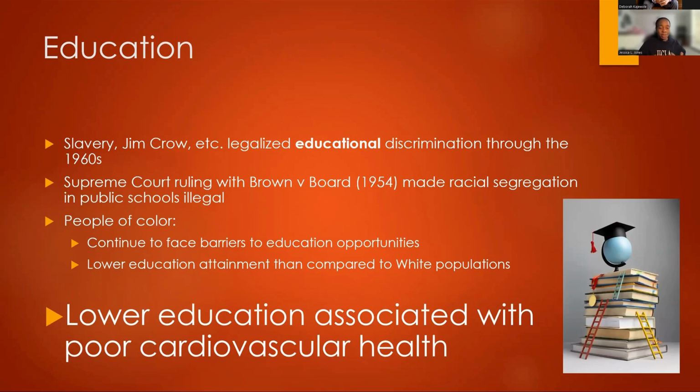Education, this goes back to slavery, Jim Crow, all of that legalized educational discrimination in the United States through the 1960s, that's when things were turning around. Of course, the Supreme Court ruling in 1954 made racial segregation in public schools illegal, but the repercussions of that continue. People of color continue to face barriers in educational opportunities, and lower education attainment is what we see in people of color as compared to our white counterparts. And this low education is associated with poor heart health.